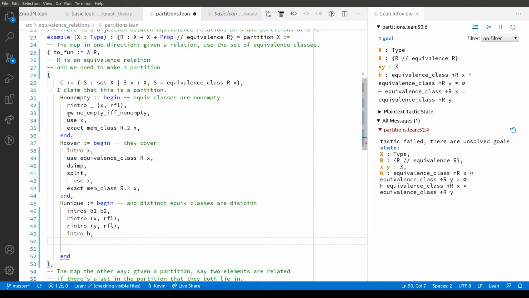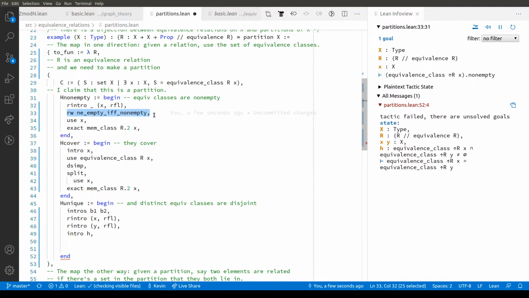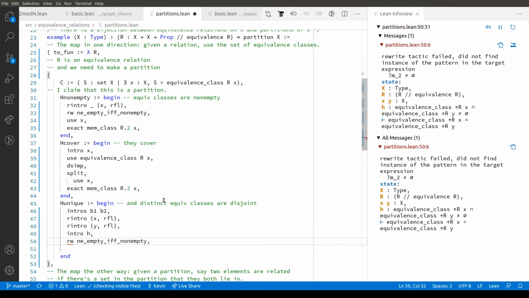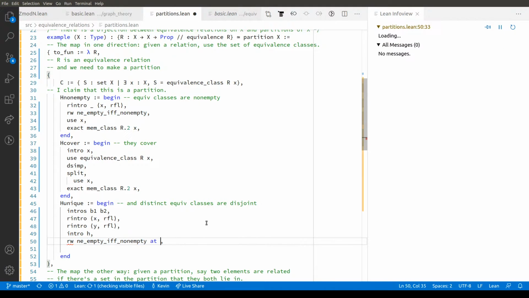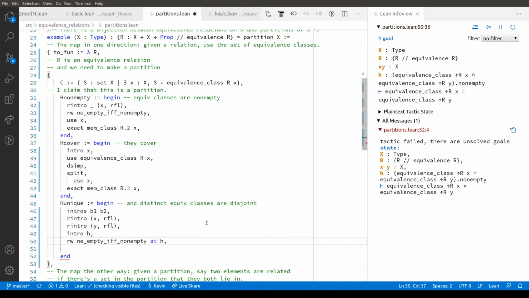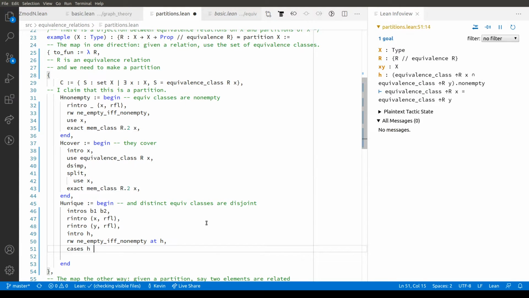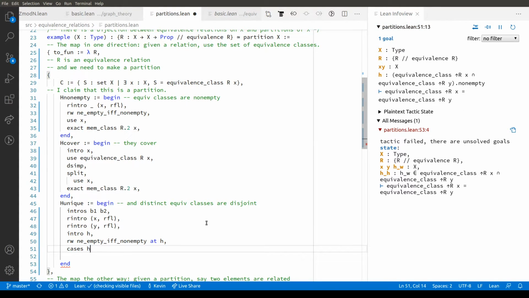I should never have done this. My definition of partition is lousy. Instead of saying that the intersection is not equal to the empty set, I should say that the intersection is non-empty. So now we can do cases on this, right? This hypothesis says that this intersection is non-empty. So with z, hz, right?